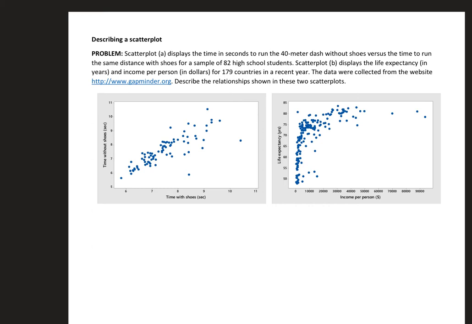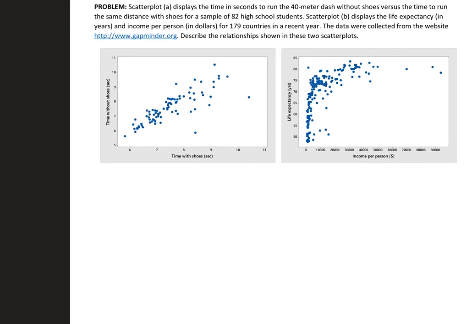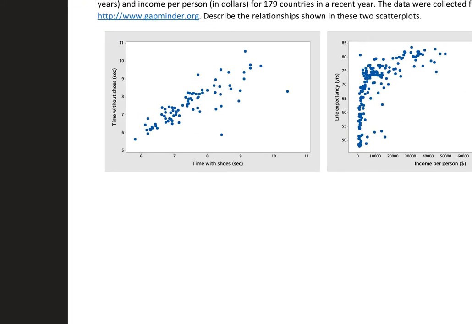So there's actually 82 data points in this left graph here, and you'll see the axes, time with shoes on the x, time without shoes on the y. One doesn't really explain the other, so there's no defined explanatory variable in my opinion, but there it is. All right, scatter plot B displays the life expectancy in years and income per person in 179 countries in the recent year. This data was collected from the website listed there, and we want to describe the relationship shown in these two graphs. So let's start with the first one here, and we're going to just start with direction.